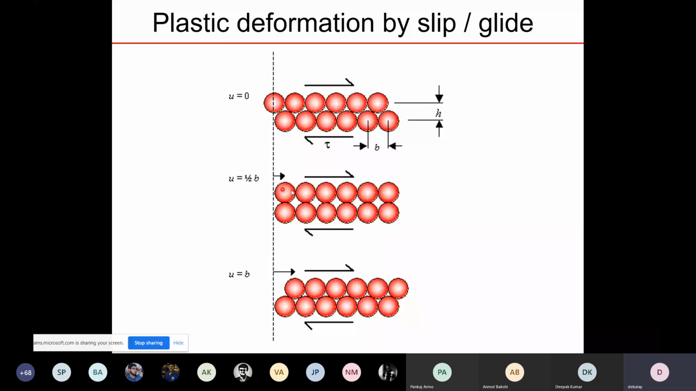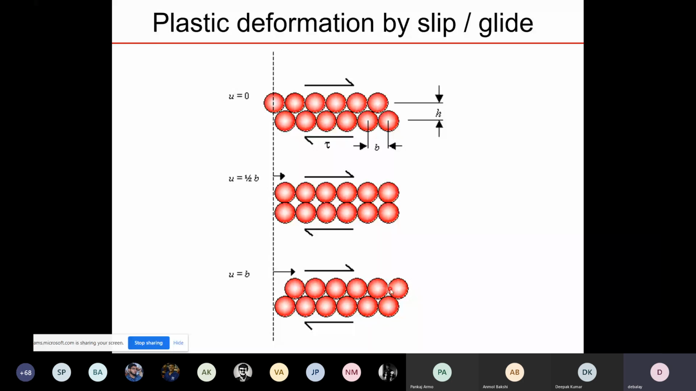Initially it was like this. The top layer was sitting at the groove of the bottom layer. Then a shift happened. Then another shift happened. So now you find at u equal to b, when there is a 1 Burgers vector shift, most of the atoms are in their equilibrium position. They are sitting comfortably at the grooves again.